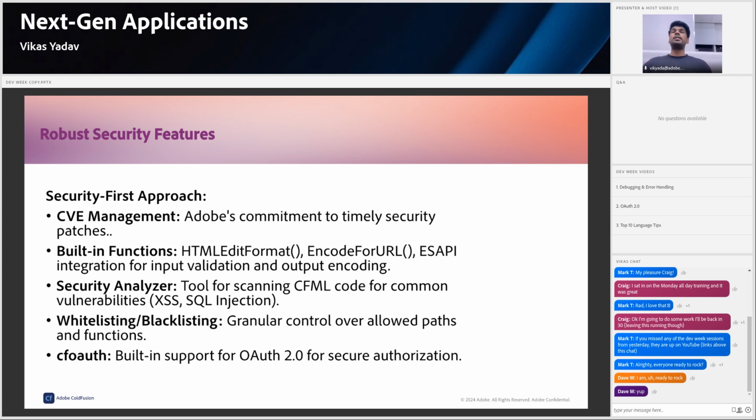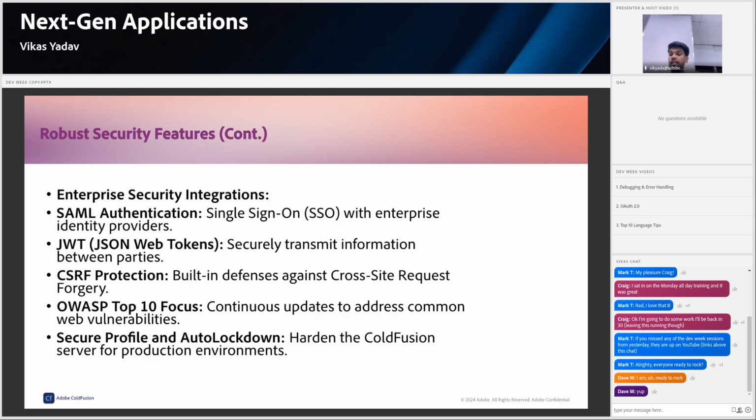So all these we see are a few of the basic pillars, or the basic requirements, of the modern development landscape. Another security feature that ColdFusion has is great integration with SAML authentication, LDAP, as well as JWT-based authentication. We can securely transmit data between different parties using JWT web tokens, and CSRF protection is built-in defense against cross-site request forgery.